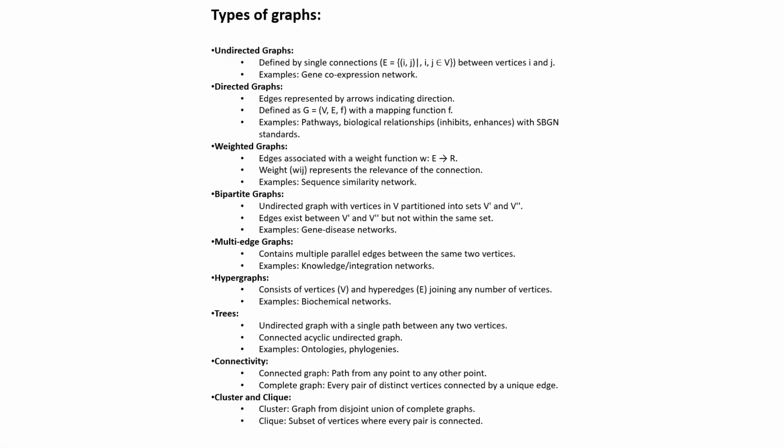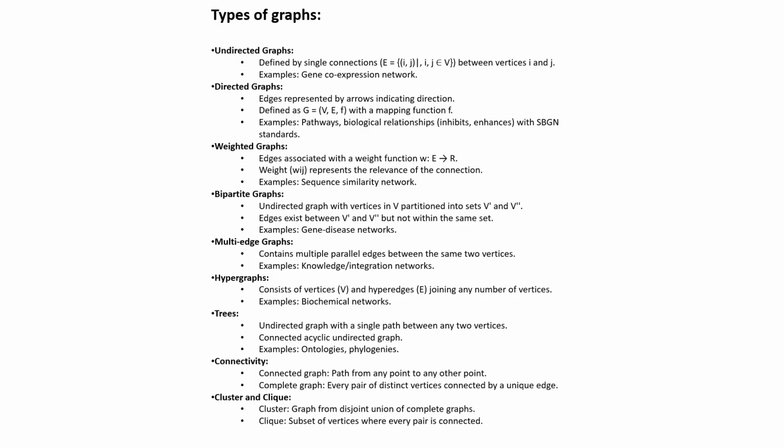So next come weighted graphs. Here the edges are associated with some sort of weight. That can be relative, that can be an absolute value, but there is some sort of weight on the edges connecting two nodes, and it represents the relevance of the connection, as in how strong or how weak it is. An example of that is a sequence similarity network. So that goes undirected, directed, and weighted graphs.